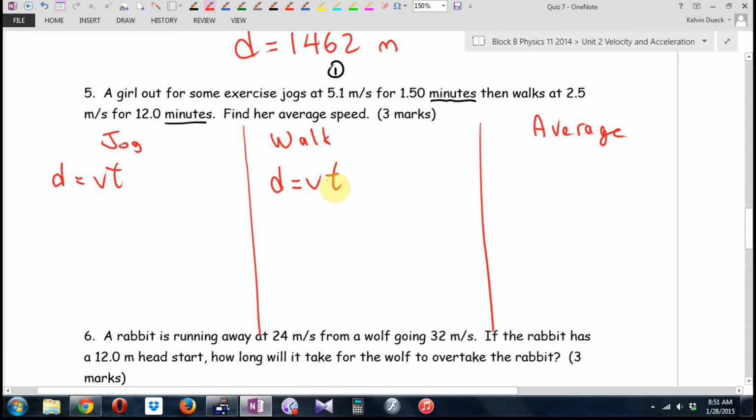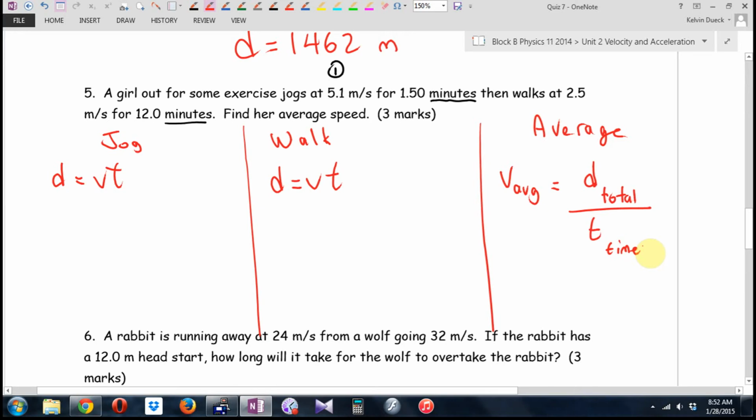Why do I need that? Well, average speed is going to be total distance over total time. How far did you go? How long did it take? That's your average speed. And that lets us deal with the slowing down, speeding up, say, of cars or whatever.